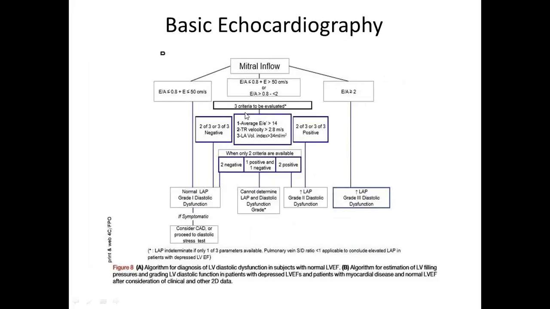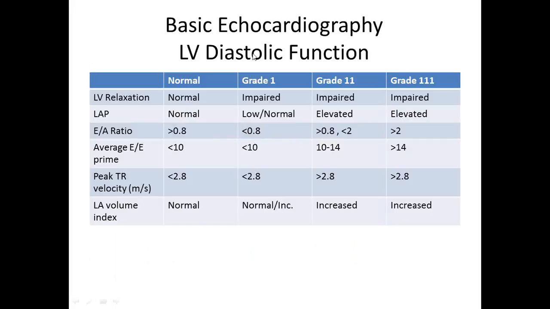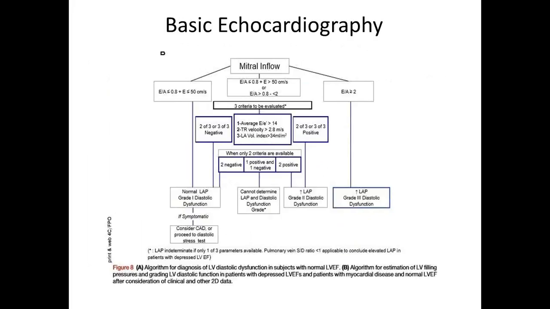Okay, and then the others are more than likely going to have grade 2, because remember what we said when we looked at our table. Your grade 2 is going to have elevated left atrial pressure. Your E to A ratio, even though it might be pseudonormal, is still going to be less than 2, doesn't reach restrictive. The E/E prime is going to be between 10 and 14. Your TR velocity is going to be greater than 2.8. So you have to know, but use the simple approach.